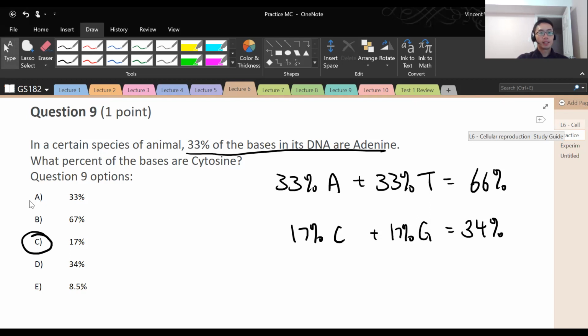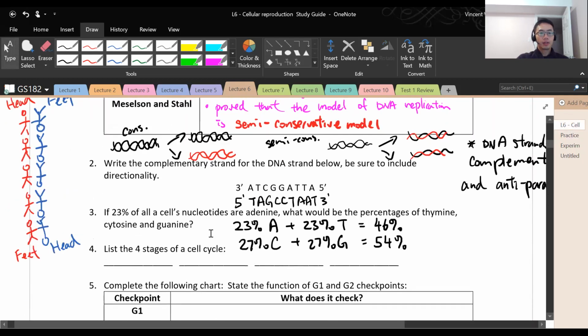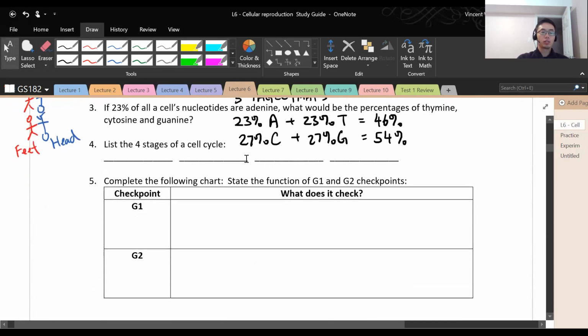All right. The 4 stages of the cell cycle, okay? What are they? Anybody? The 4 stages of the cell cycle. Can anyone tell me?